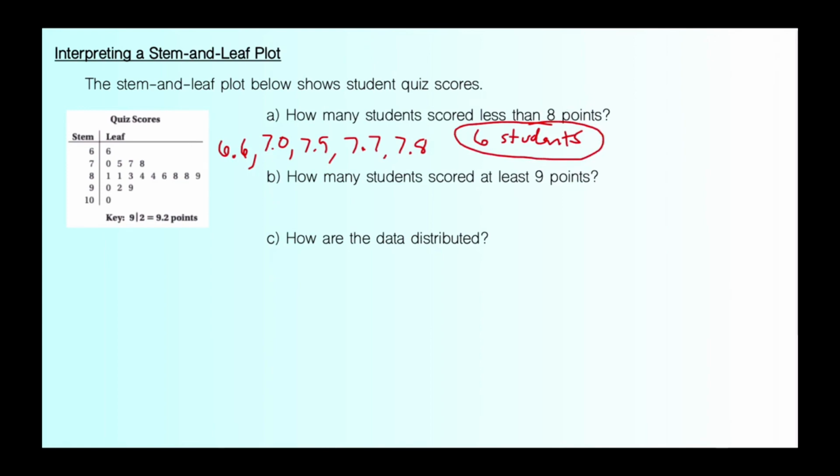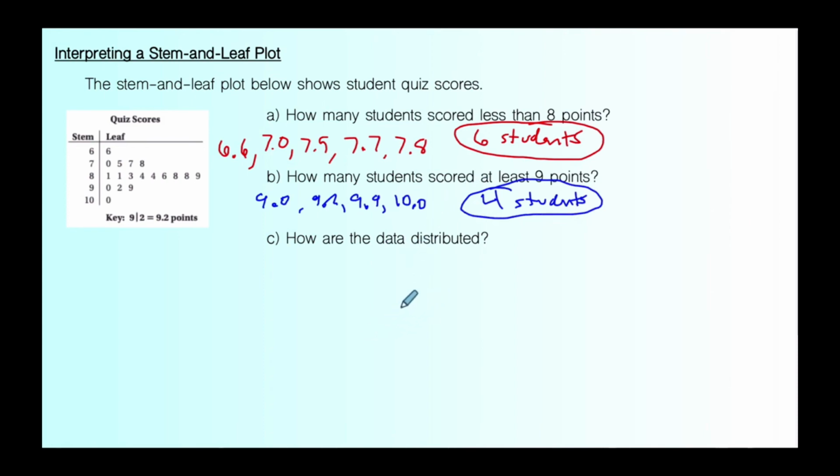All right, next question. How many students scored at least 9 points? So I'm looking for 9.0 and above. That would be the student who scored 9.0, the person who scored 9.2, the person who scored 9.9, and the person who scored a 10. That would be 4 students. Again, we're just going over how to read and interpret a stem and leaf plot. Not too hard.